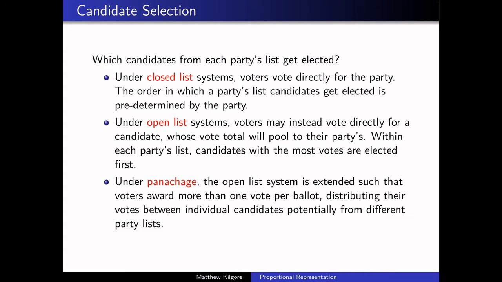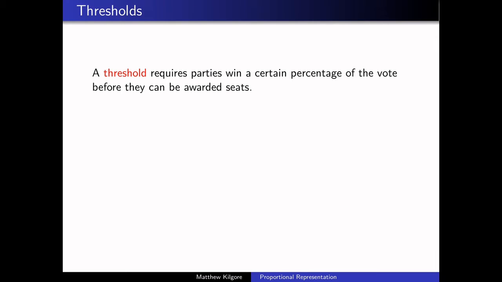Third, and most complex, is a system called panachage, I believe it's pronounced, which is an open list system, except now you get multiple votes per ballot, and you can distribute those votes between various individual candidates or parties with no restriction that they all come from the same party. I believe the system is used in Luxembourg and some German states. It's pretty solid.